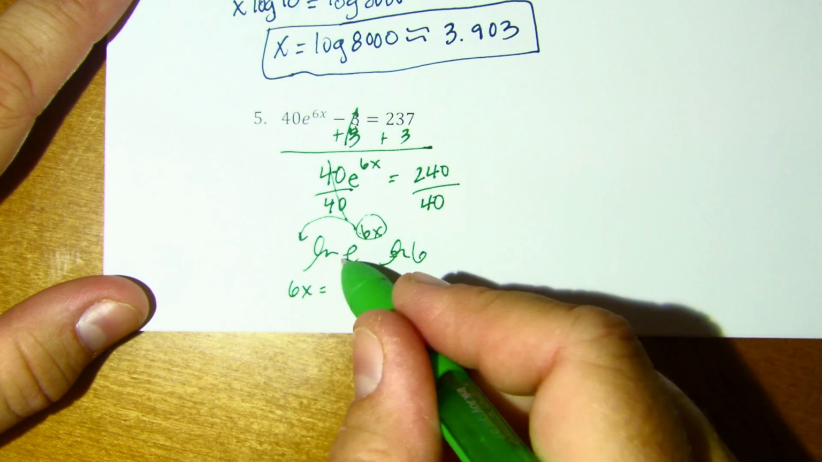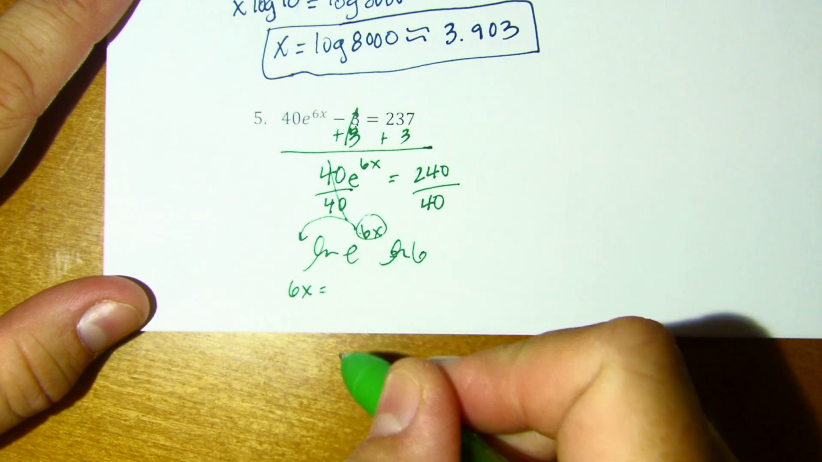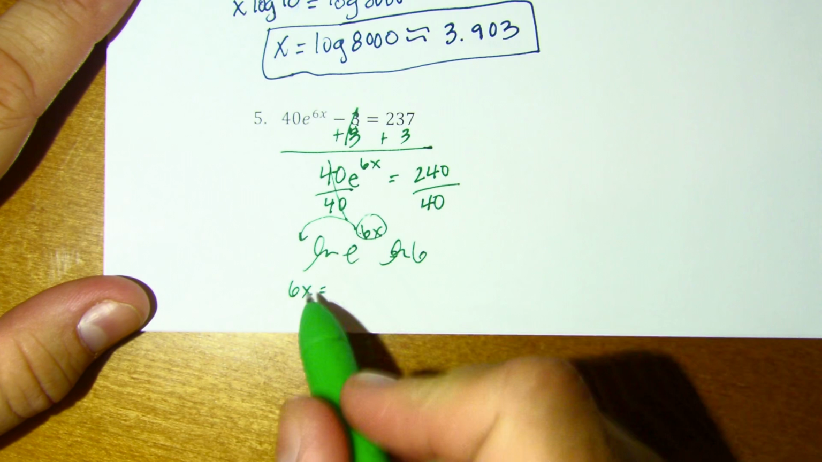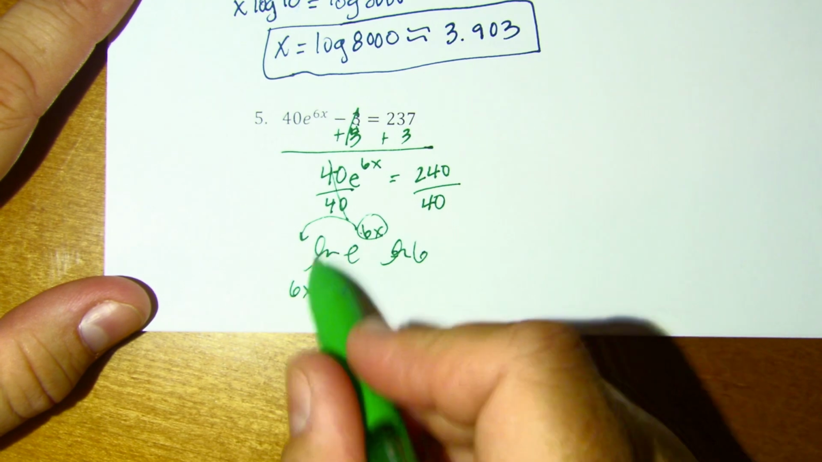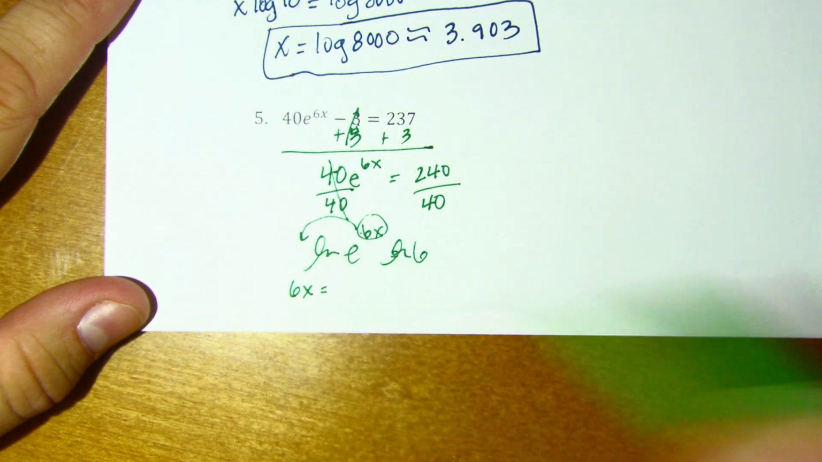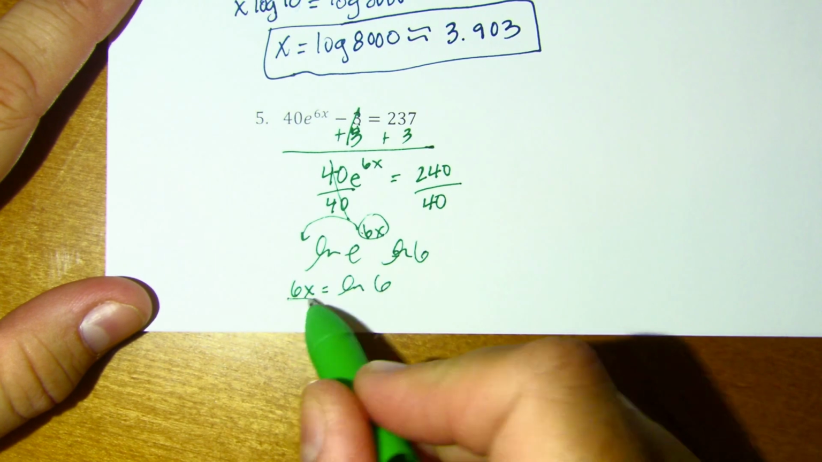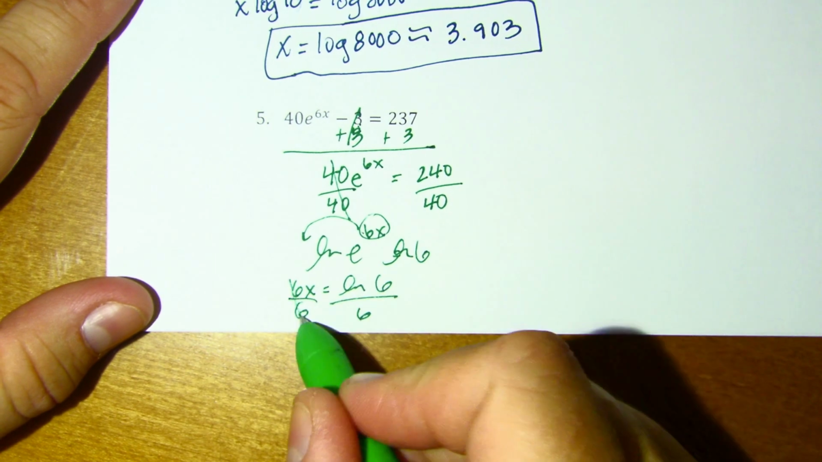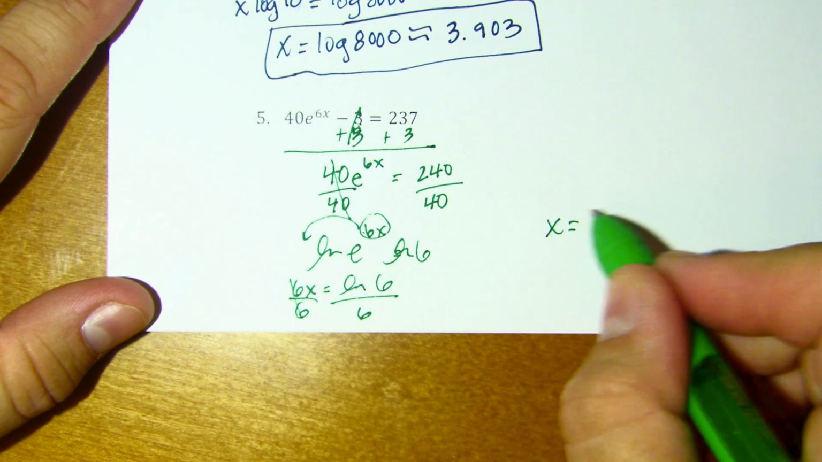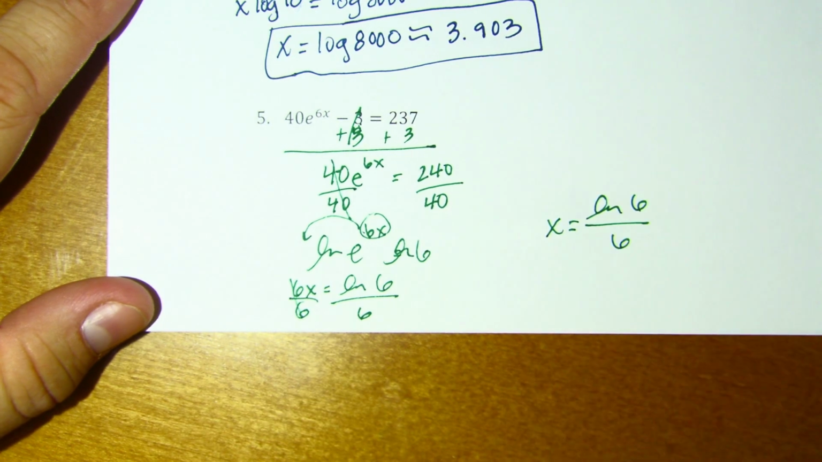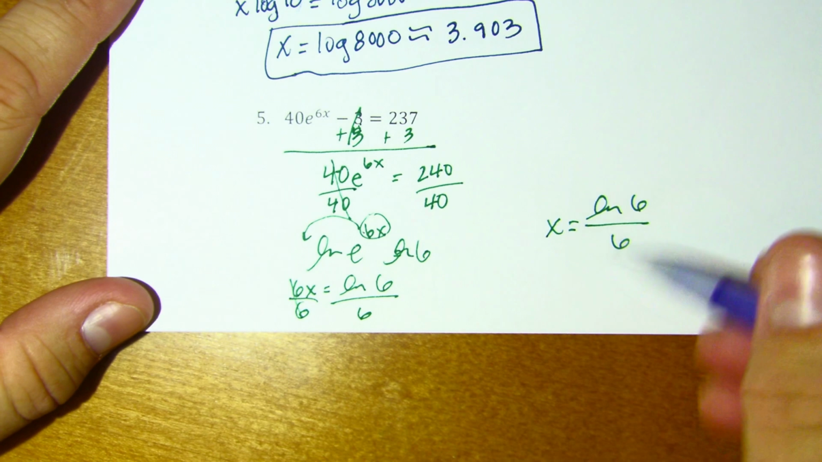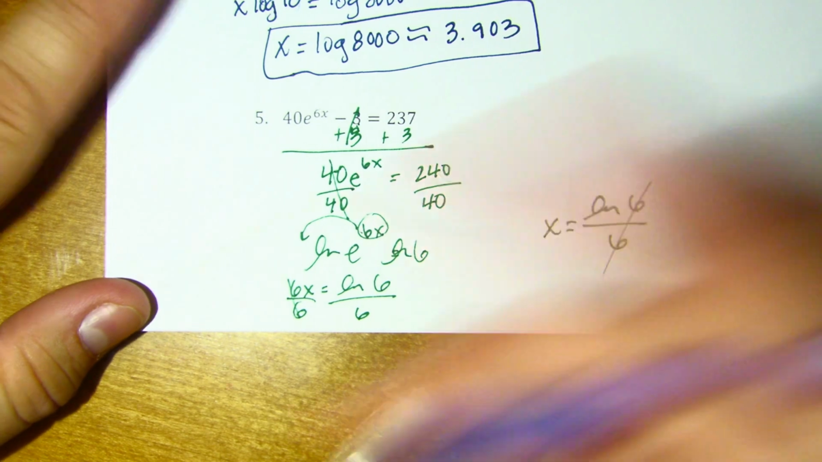And natural log of e, well, those bases are the same, so that's equal to 1. So natural log of e is just 1, so 6x times 1 is just 6x. And that's equal to natural log of 6. I can go ahead and divide by 6 on both sides, and x is equal to the natural log of 6 over 6. Now, I cannot cross these 6's out.